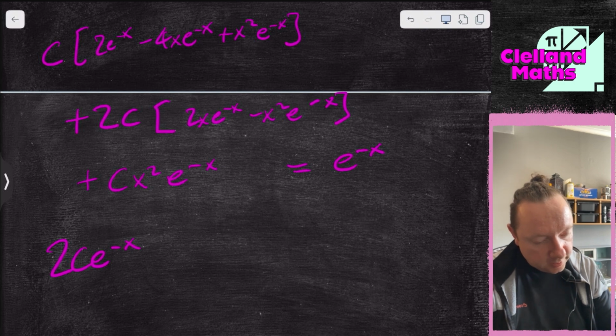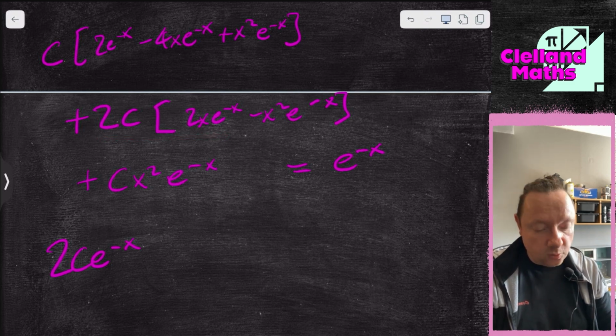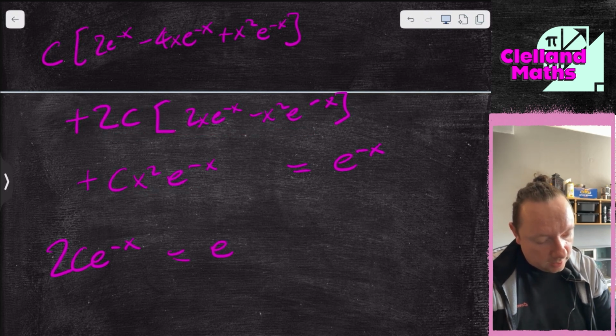In terms of x terms, we've got minus 4 of them, and then you'll have plus 4 of them, so that's 0. So no x e to the x. And in terms of x squared terms, you'll have x squared e to the x here, minus 2 of them, so that's minus x squared e to the x, plus an x squared e to the x, so 0. So in other words, you just get that equaling that.